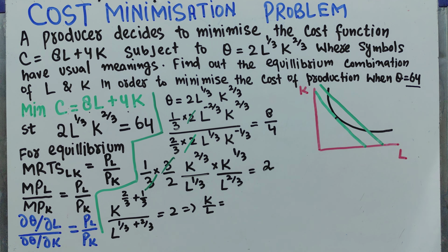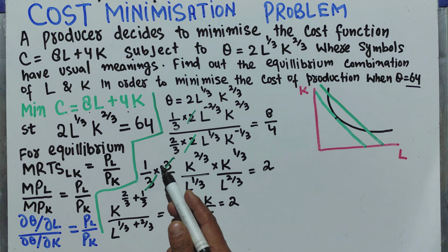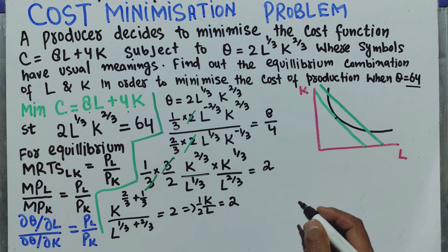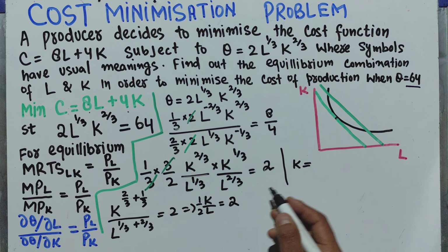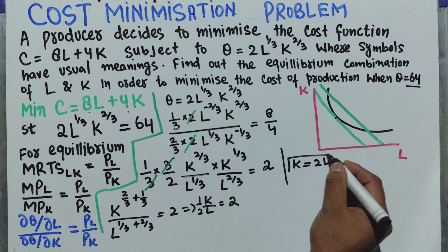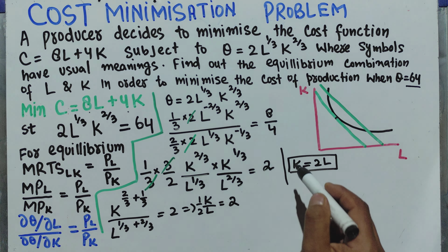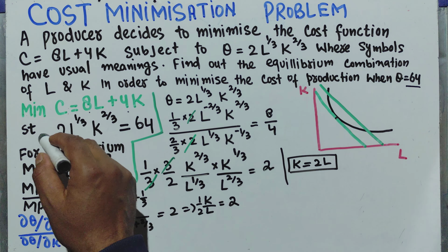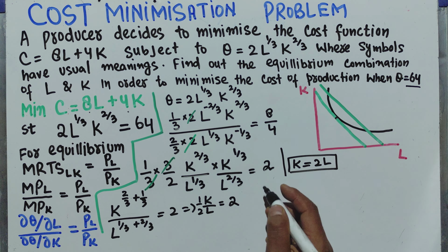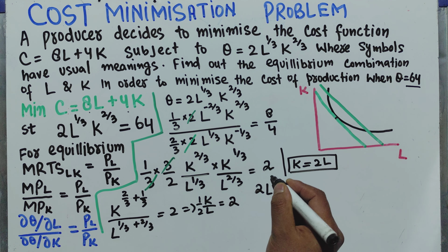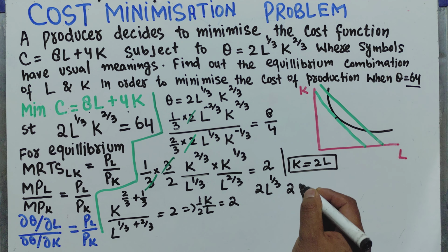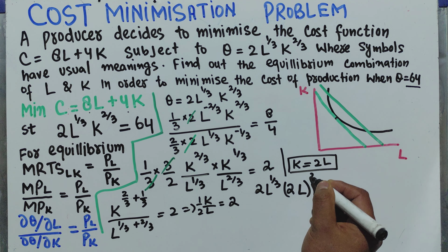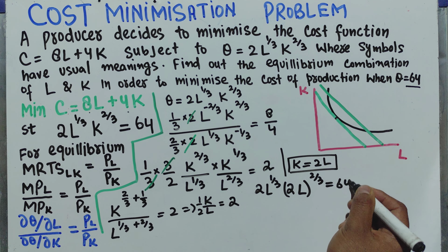should be equal to 2. But I am missing something here. I have 1 upon 2 here also, which gives us K will be equal to, transposing this, it becomes 2L. Now plug this value of K is equal to 2L into the production constant. In this equation, so we have twice L raised power 1 upon 3. In place of K, can we write 2L raised power 2 upon 3 should be equal to 64.